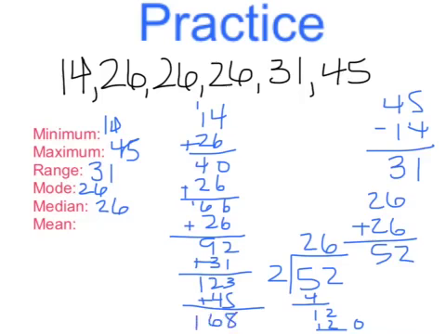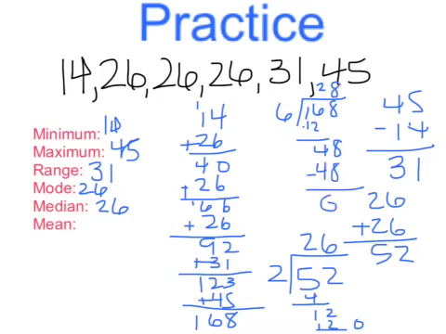So I end up with 168 for my total, and now I have to take 168 and divide that by 6 because there are 6 numbers in my set of data. 6 goes into 16 2 times. 2 times 6 is 12, so I'm going to subtract that. I'm left with 4. I bring down my 8. 6 goes into 48 8 times. 8 times 6 is 48, so I end up with 0. So my mean is 28.